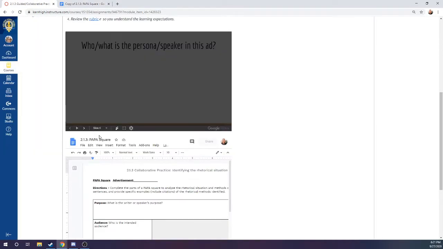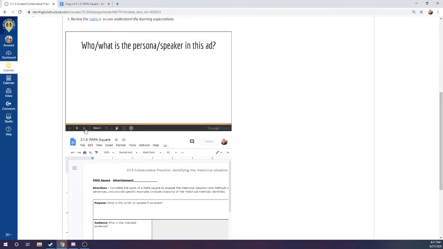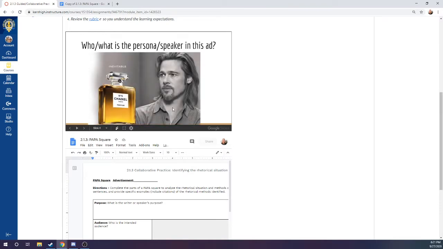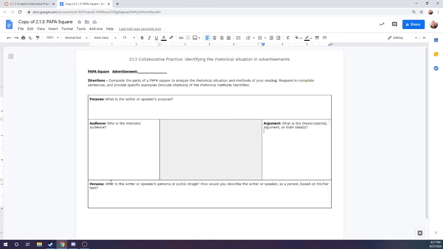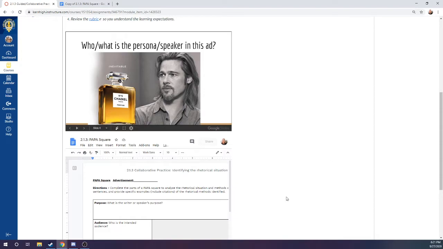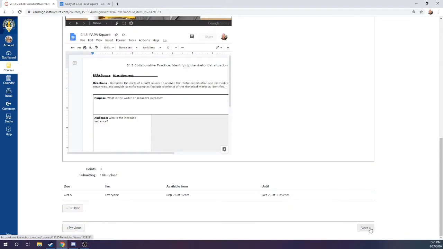For the next one, you're looking at Chanel, you're looking at Brad Pitt here. You'll talk about Brad Pitt because this question is asking for the persona and the speaker. You'll put that in the bottom persona box, and so on and so forth. So just make sure you do that correctly. It is a little confusing, but it's actually really easy once you figure it out.